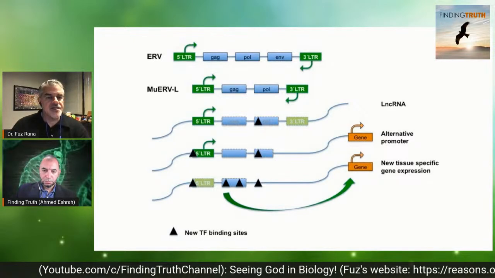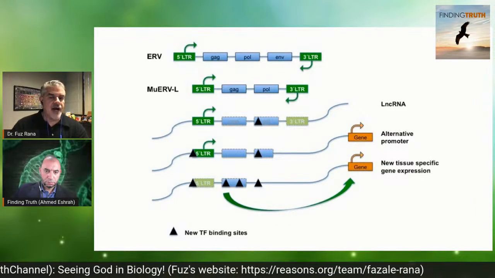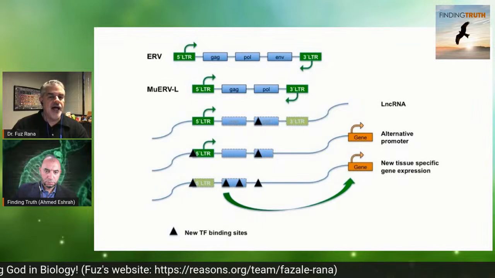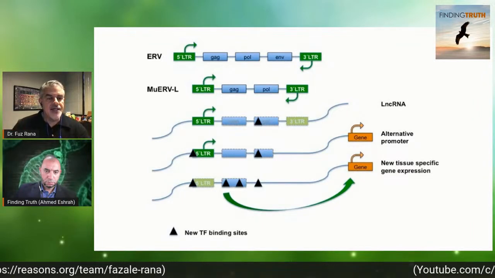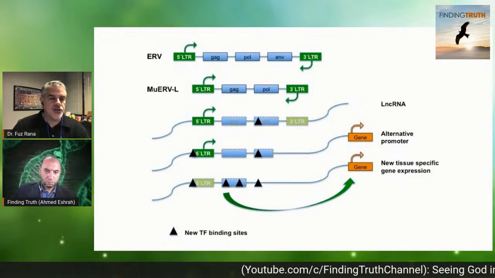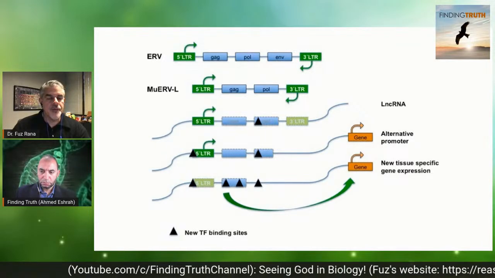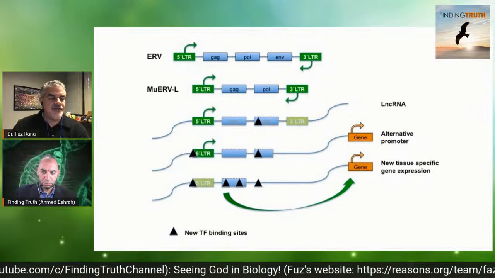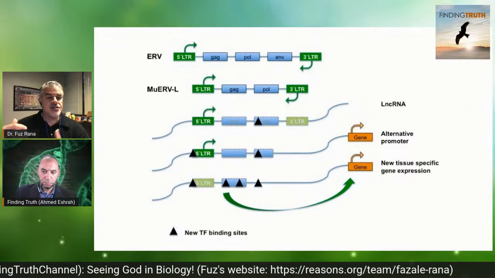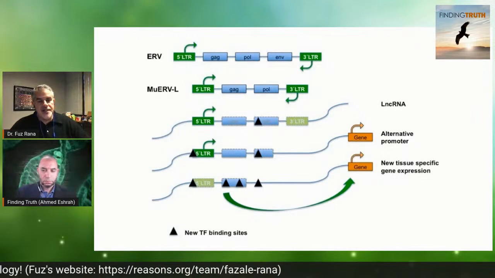But this is a mouse endogenous retrovirus labeled ERVL. And what you see here is that within the genome is this sequence where you can see what appears to be the 5' long terminal repeat and a 3' long terminal repeat. But notice that the ENV gene is missing. And so you can have this endogenous retrovirus incorporated into the genome.